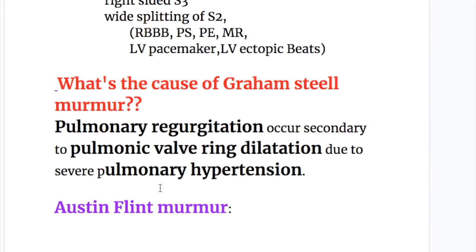So what's the cause of Graham Steell murmur? Pulmonary regurgitation occurs secondary to pulmonic valve ring dilatation due to severe pulmonary hypertension. So severe pulmonary hypertension leading to pulmonary valve ring dilatation causes pulmonary regurgitation and a Graham Steell murmur.